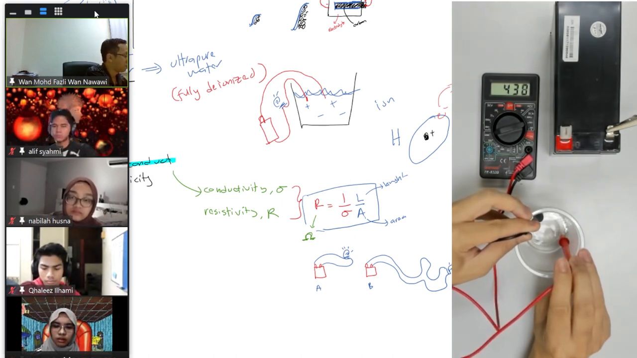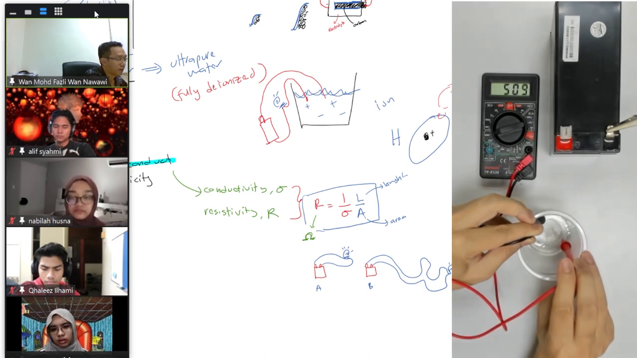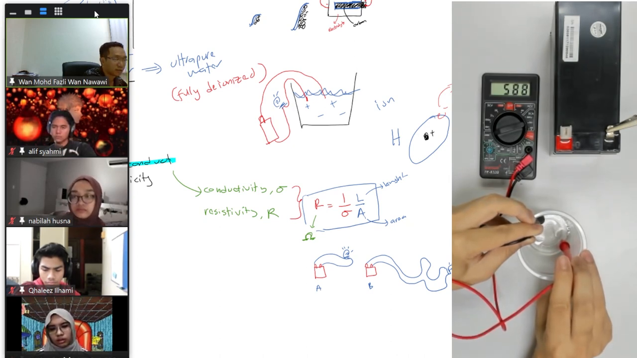Yeah, we go higher and higher. Sometimes it's beyond, because this is a cheap multimeter, so it's not really accurate. But you can see it's around 400, 500, something like that. Okay, so like that, 500, 600.